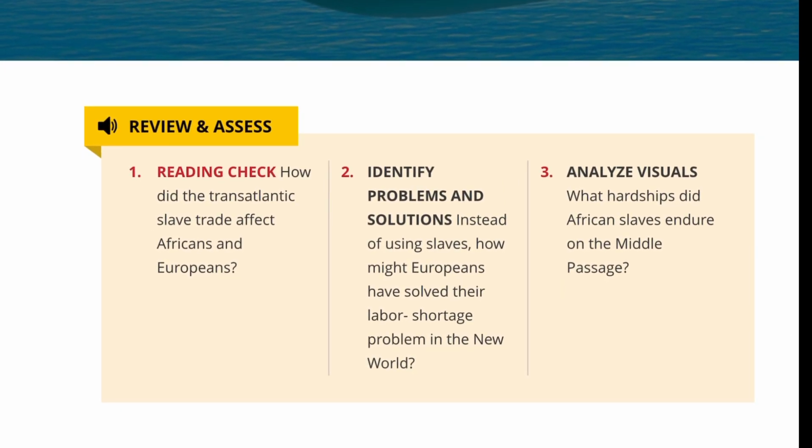Now let's go to the review and assess questions. The first one, as for the reading check: how did the transatlantic slave trade affect Africans and Europeans? That should be very easy to answer. Number two requires a little bit of thinking, and I am so interested to know your response to this one. Number two requires a little more thinking than number one, I guess.